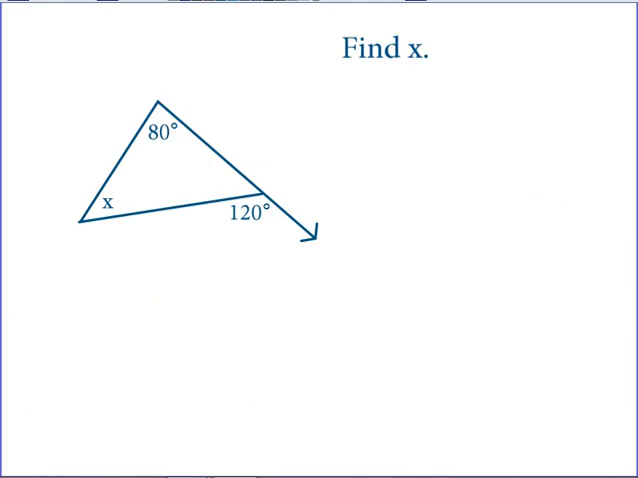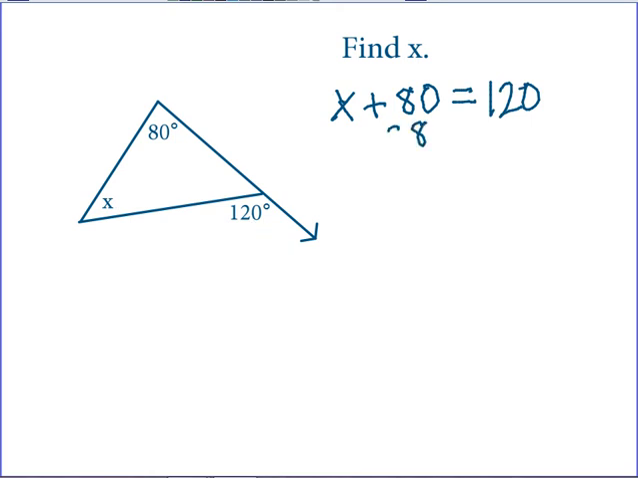So let's look at how that works. So first of all, I have a triangle with an exterior angle attached. X and 80 are my non-adjacent interior angles, and 120 is my exterior angle. My non-adjacent interior angles, or the sum of, is equal to the exterior angle. X plus 80 equals 120.